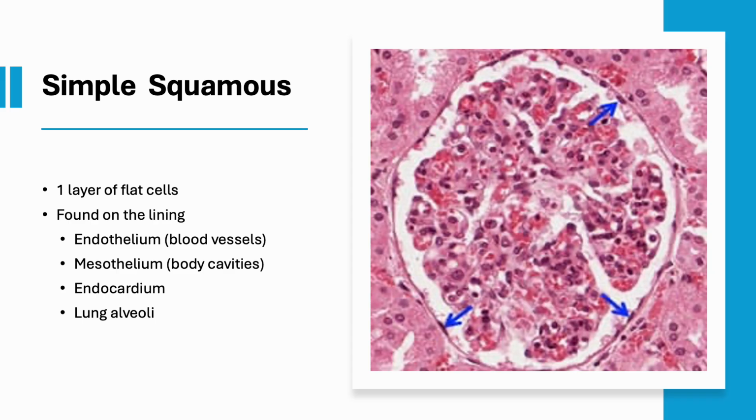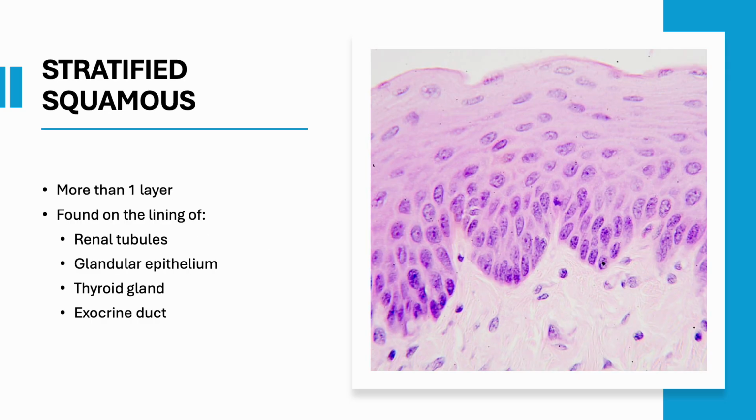Okay, simple squamous is mostly found in the endothelium of the blood vessels, mesothelium of body cavities, and also in the endocardium and lung alveoli. As you can see, we describe the type of tissue according to the apical surface. So the apical surface of this tissue here, we see they are flat cells, one layer. You can say this is the lung alveoli or so forth.